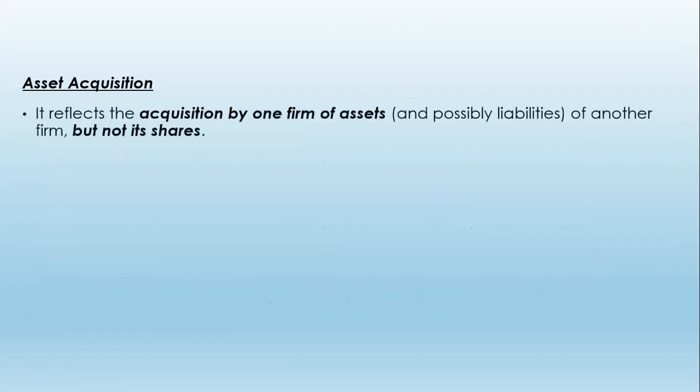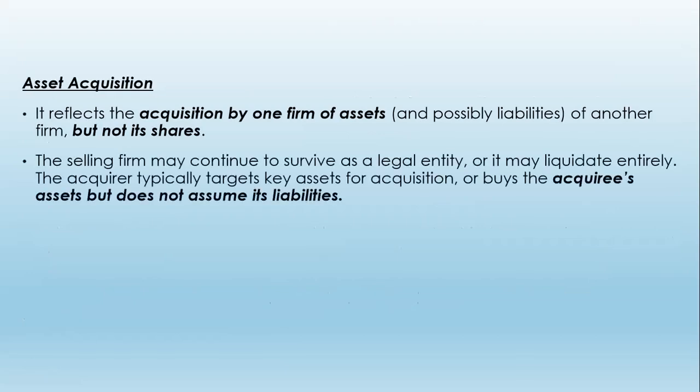Okay, now we have the asset acquisition. It reflects the acquisition by one firm of assets and possibly liabilities of another firm but not its shares. The selling firm may continue to survive as a legal entity or it may liquidate entirely. The acquirer typically targets key assets for acquisition or buys the acquiree's assets but does not assume its liabilities.